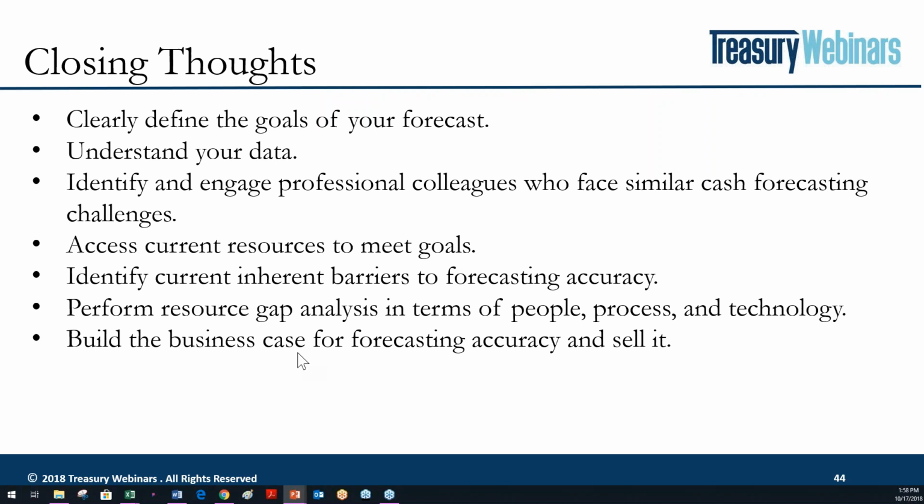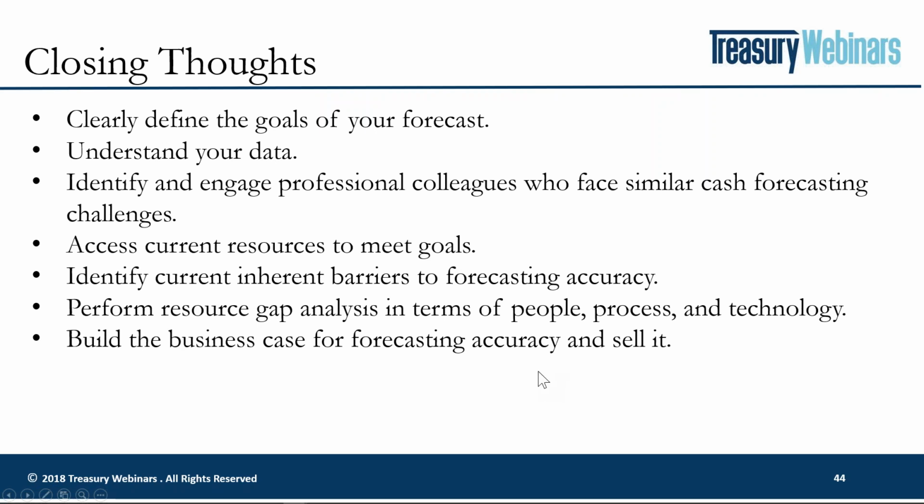So just some closing thoughts. Cash forecasting success: you've got to define the goals of your forecast, understand your data, and engage your professional colleagues who face similar cash forecasting challenges. As Jared mentioned so eloquently, you have to engage your people across the enterprise. You want to align with your FP&A colleagues, and how about this? How about those forecasts actually match? Wouldn't that be great? You need to assess your current resources. You want to identify the barriers that you have, perform that gap analysis, and then you really want to start to build the business case for forecasting accuracy, and also the ability to sell that business case.